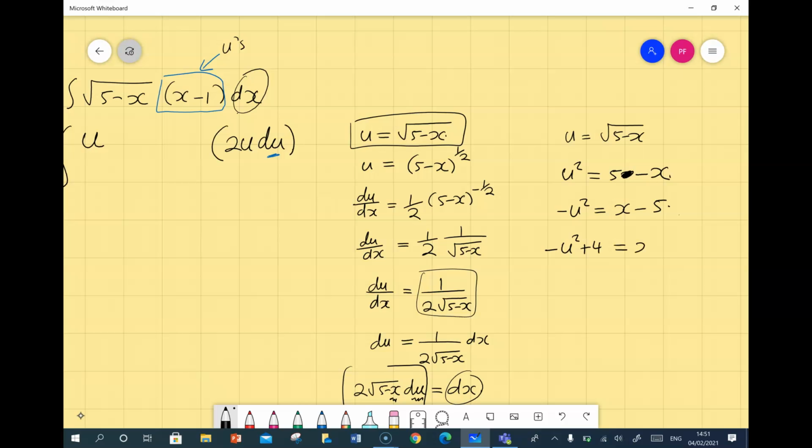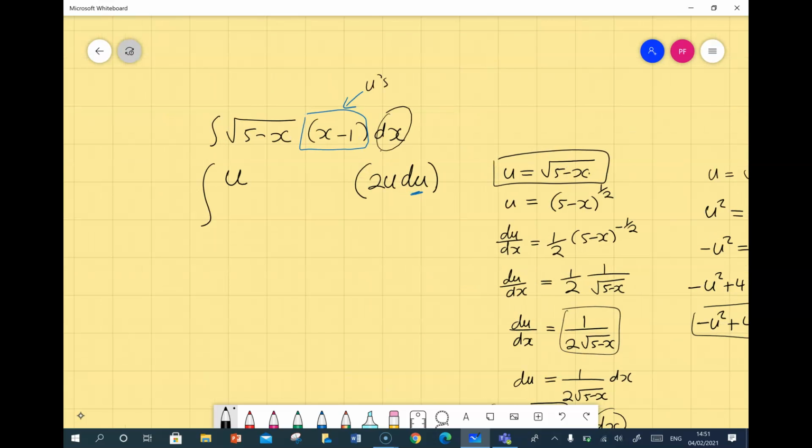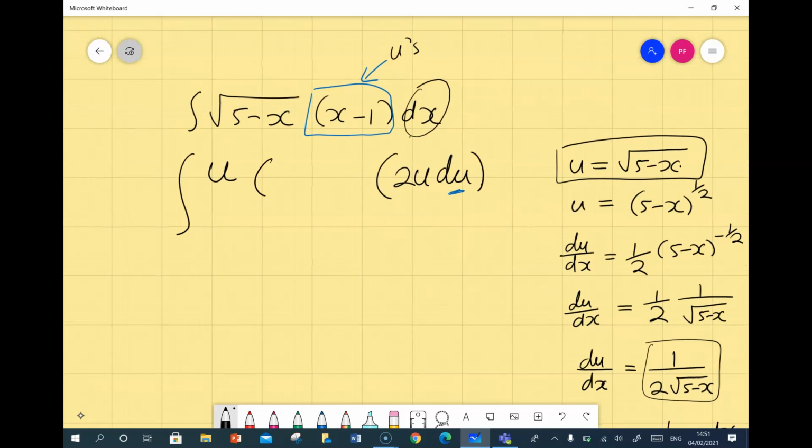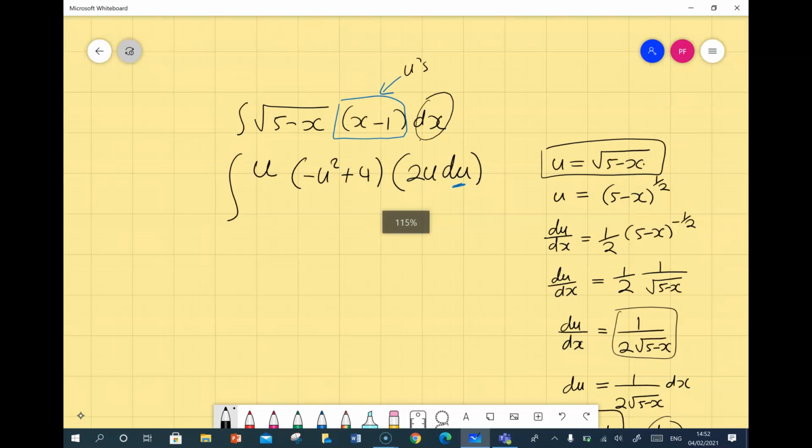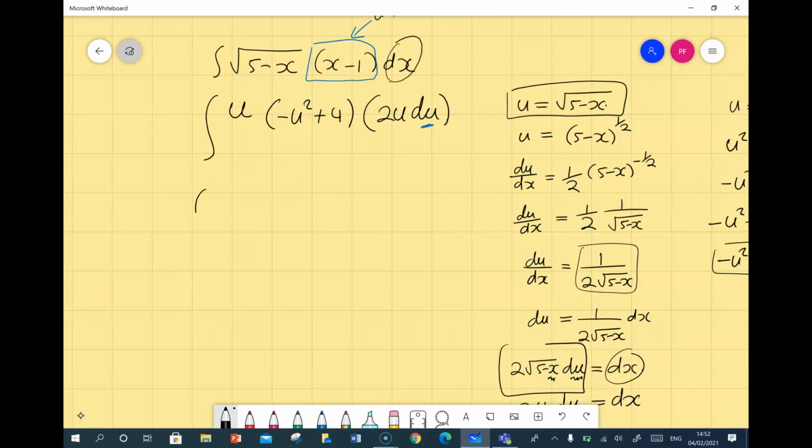Add 4 to both sides of that, and what I end up with is minus u squared plus 4 equals, so x minus 5 plus 4 is x minus 1. So now I can swap out my x minus 1 for u squared, minus u squared plus 4. So I've got minus u squared plus 4. Okay, we start multiplying these out to simplify it a bit.